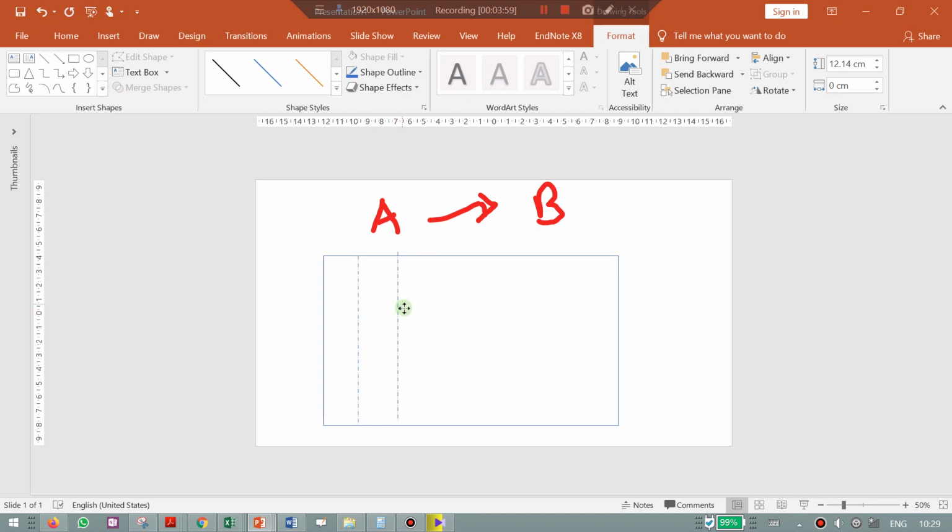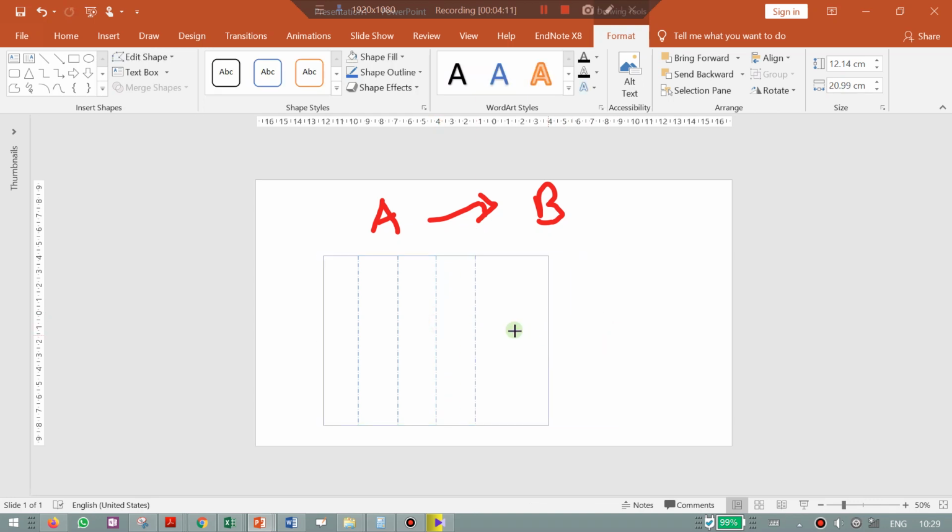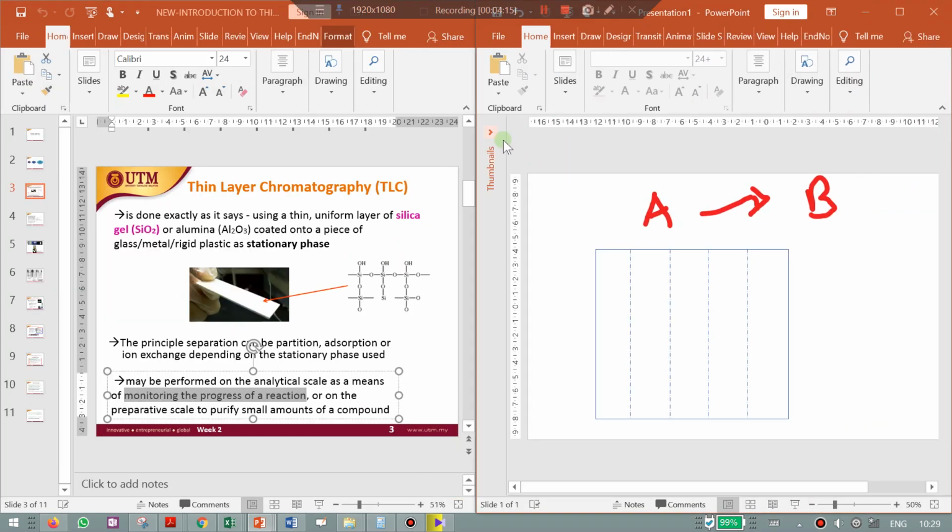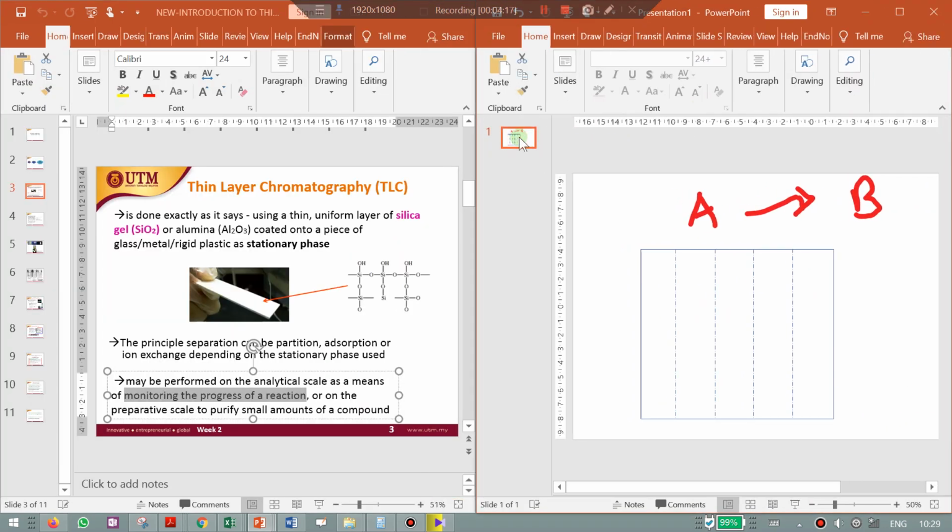You may imagine here as your TLC plate. Maybe it's better if I duplicate it for the next example. Let's say here you can imagine is your TLC plate.